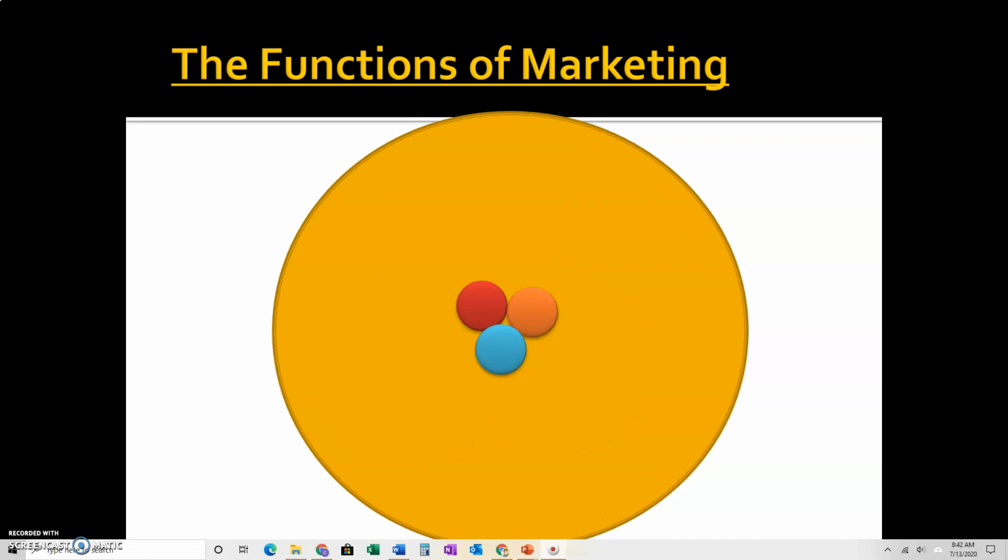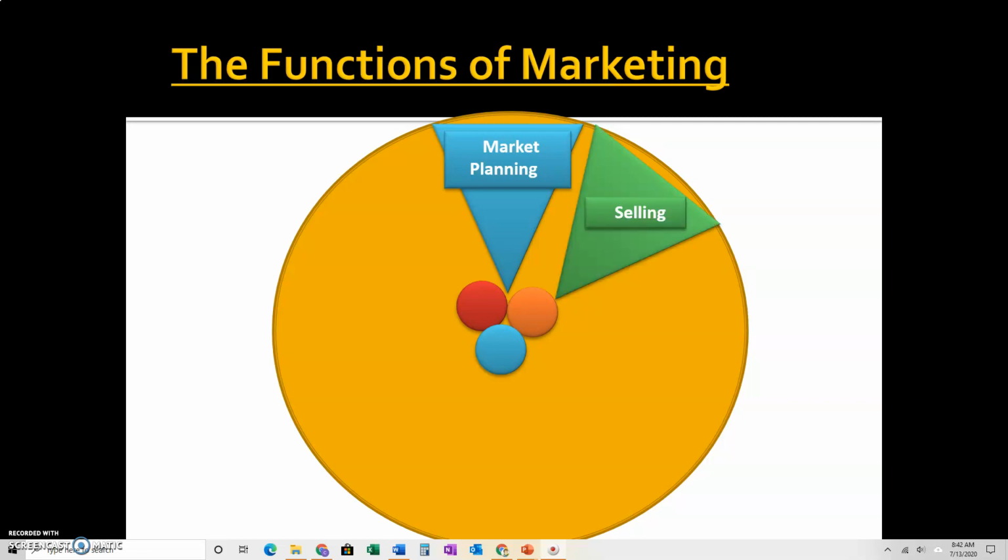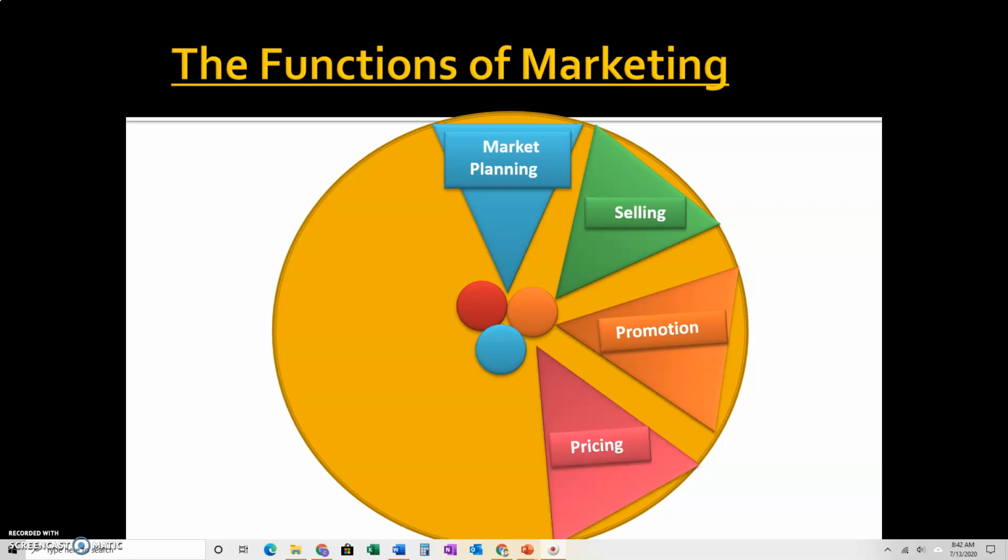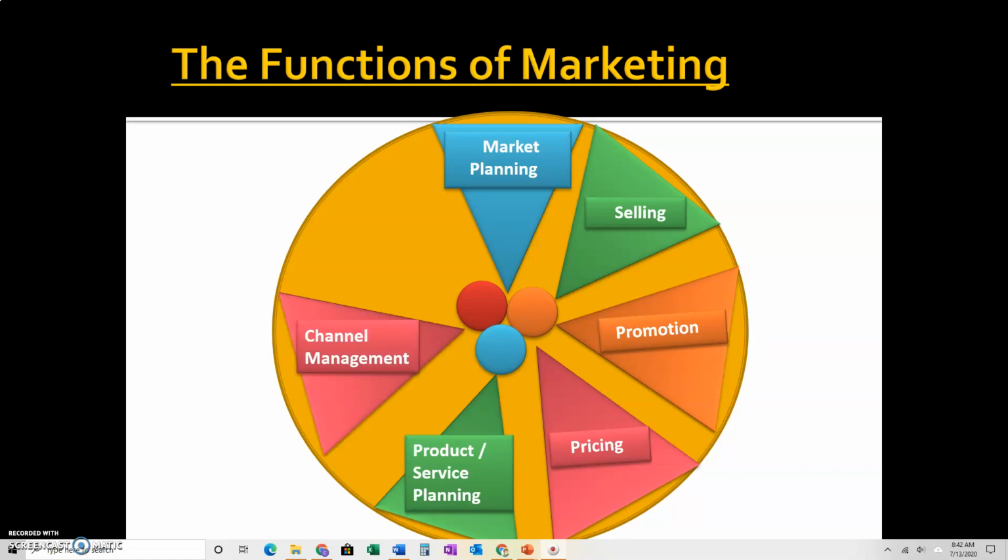Okay, so here are the functions of marketing. There's market planning, and now we're going to go in depth with all of these as we go through the course, but I'm just going to point these out to you. We have market planning. Selling is a function of marketing. Obviously promotion, we're very familiar with that. Pricing, how to establish your price, mark it up or mark it down. Product service planning. Channel management is important. This is the distribution of your products, getting it to the consumer. And MIM stands for Marketing Information Management. So these are the functions that we'll be studying as we proceed through the course.